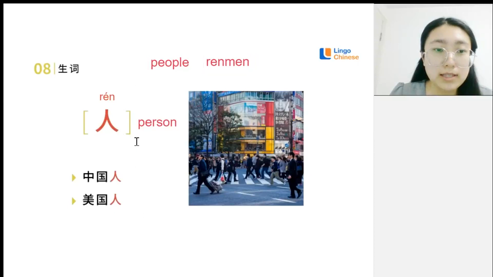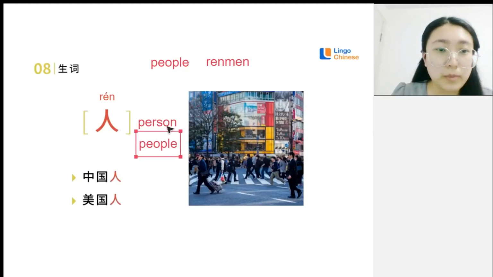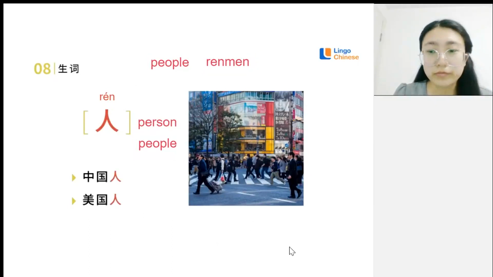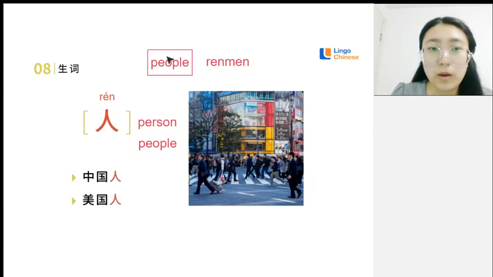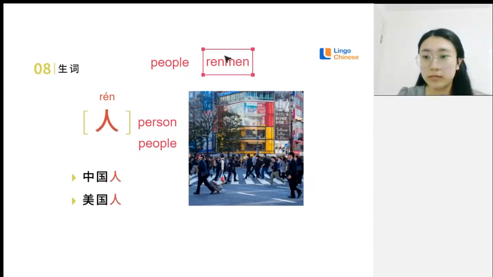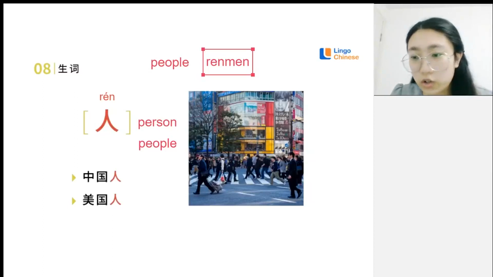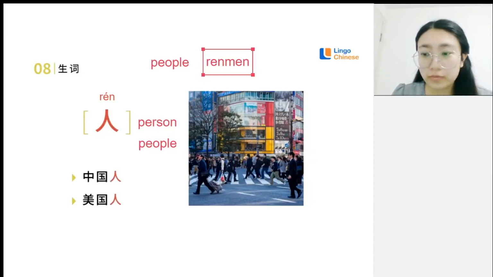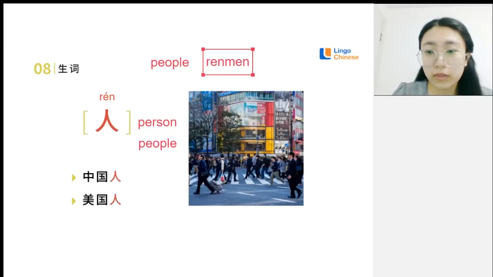And this 人 sometimes can represent people. So actually 人 has two meanings and 人们 has only one meaning. No, you cannot say 我们是中国人们, because although 人们 means people, 中国人 is a phrase people use in daily life.